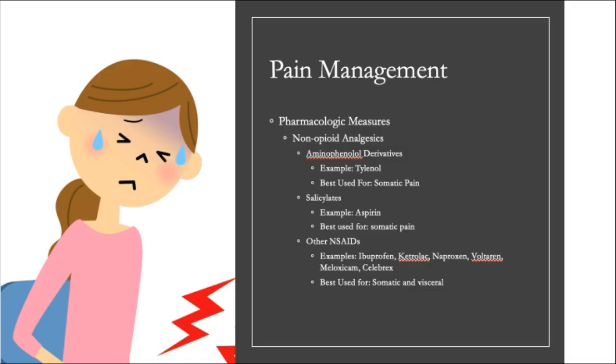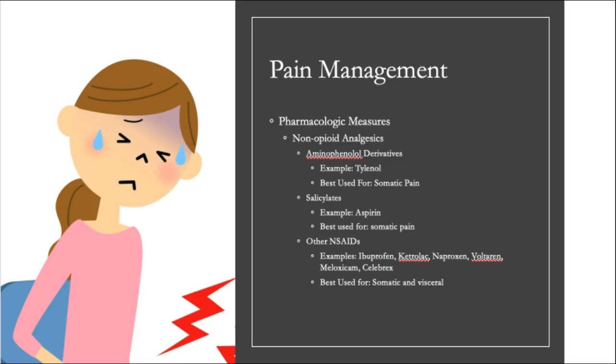Next, we're going to talk about some non-opioid analgesics, so the aminophenol derivatives. An example of that would be Tylenol. This is best used for that somatic type pain. If you haven't had a chance to listen to the lecture 1 and 2 that I made, make sure you listen to that so that you understand the different types of pains.